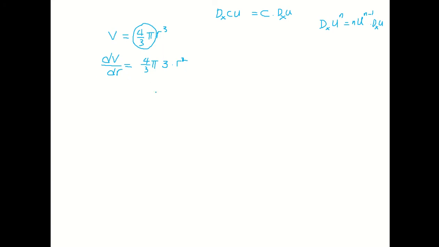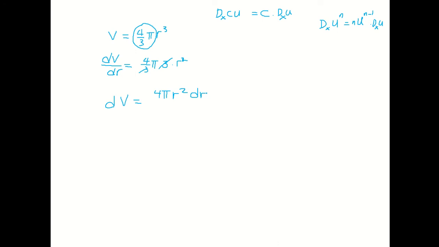Now solving for dV, we just multiply both sides by dr, so therefore we have dV is equal to 4, we have 3 at the numerator and 3 at the denominator, so 3 divided by 3 is equal to 1, so what is left is 4 pi times r squared. And then we multiply both sides by dr, so we have now dr on the right side.